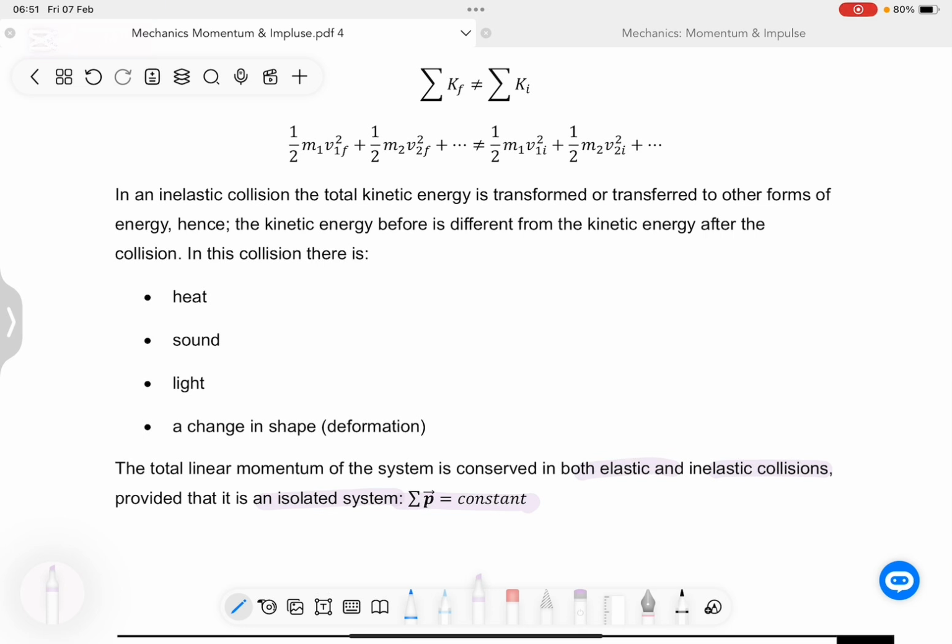We will now jump into questions to practice how to use this knowledge of linear collisions. Stay tuned for the first question.